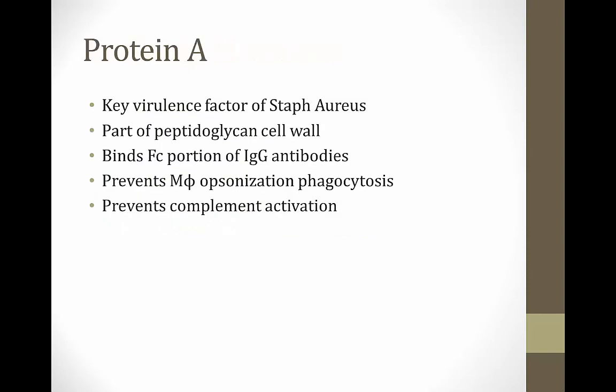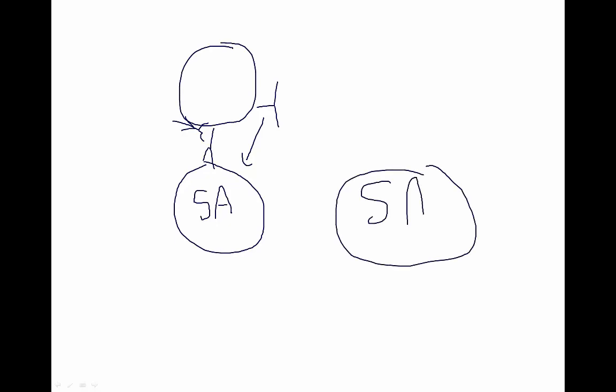Some bacteria have an important virulence factor that protects them from antibodies, and this is called protein A. It's especially important for Staph aureus. You can just remember the A is for Staph aureus. Protein A is part of the peptidoglycan cell wall of Staph, and it binds the Fc portion of IgG antibodies. So if you have a bacteria here that is Staph aureus, what IgG antibodies will normally do is come in and bind to the surface, and they will adhere like this. And this portion out here, which is called the Fc portion, can attract macrophages and other phagocytes. What Staph aureus will do via protein A is use protein A to bind the Fc portion. It will turn the antibody upside down.